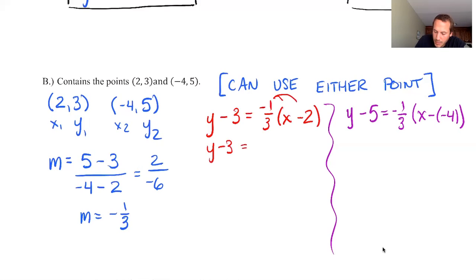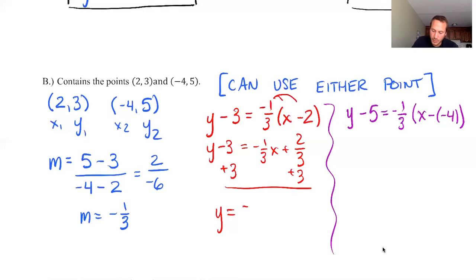y minus 3 equals negative 1/3 x plus 2/3. I'll add 3 to both sides and get that y is equal to negative 1/3 x, plus 2/3 plus 9/3, which is going to give me plus 11/3. So there's my answer there.